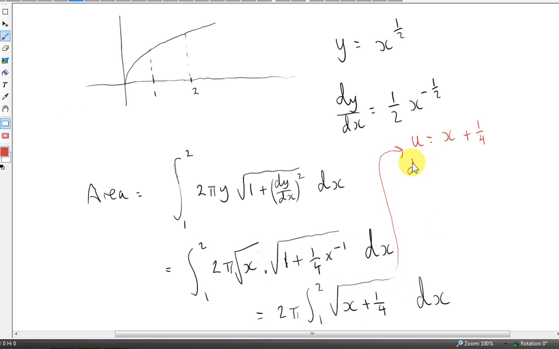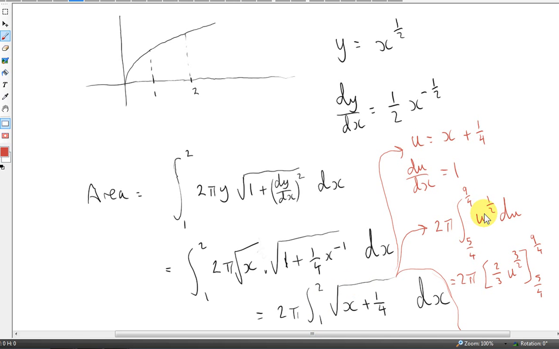What about dx? Well, that's straightforward. du/dx equals 1, so we can see that du is equal to dx. So now we get the square root of u, which is u to the power of a half, dx equals du. Get a straightforward integral. As for the limits, when x is 1, u is 1 and a quarter, or 5 quarters. When x is 2, u is 2 and a quarter, or 9 quarters.